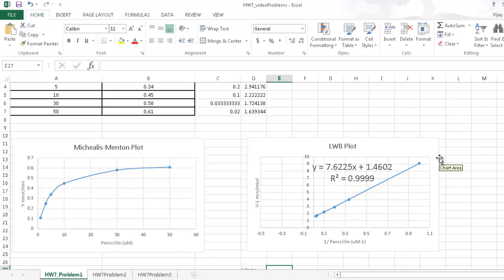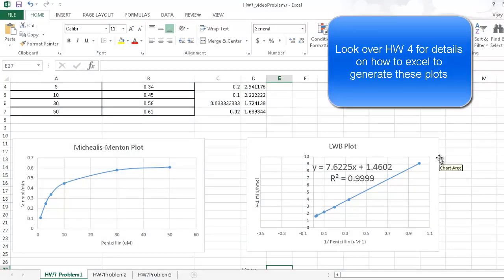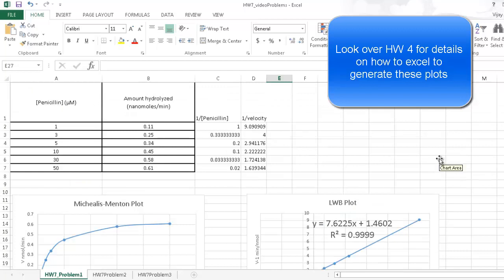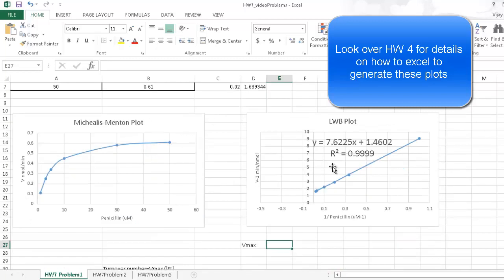If for some reason you forgot how to generate these graphs and these plots, then go ahead and review homework 4, because in homework 4 I just gave a quick primer on manipulating and generating graphs with Excel. So instead of going over that one more time and being repetitive, I just went ahead and processed the data. So this is what you should have for homework 7, problem 1.